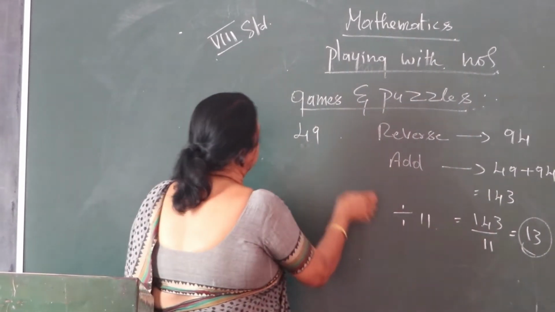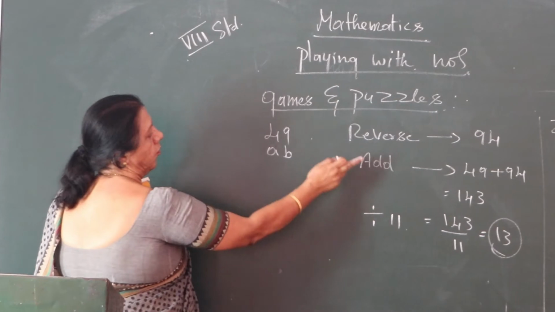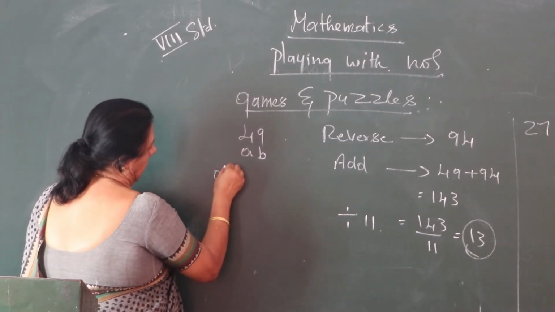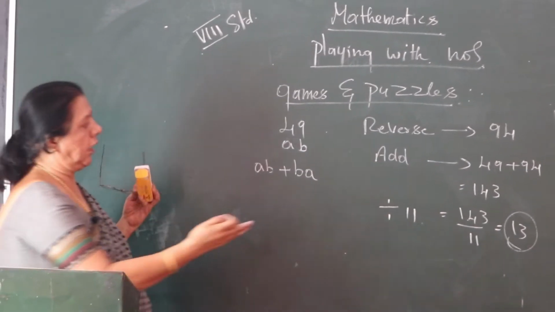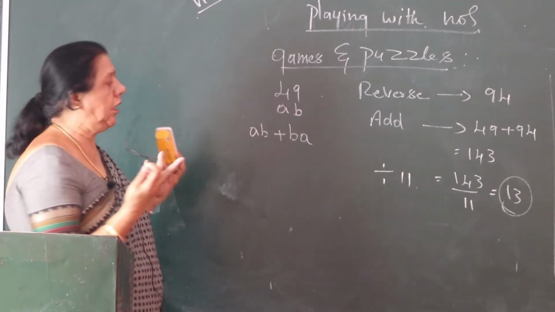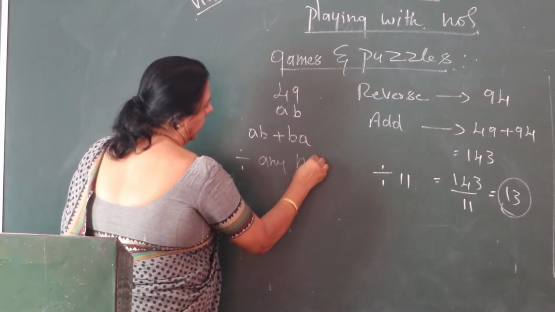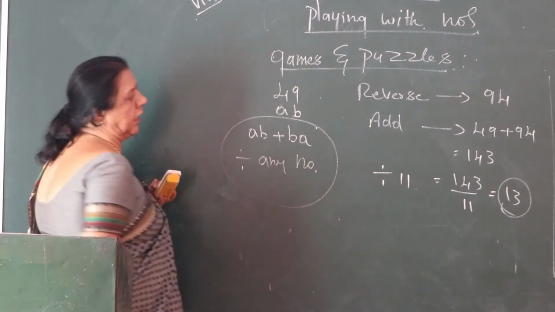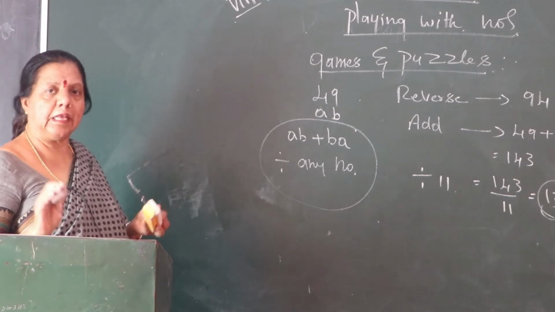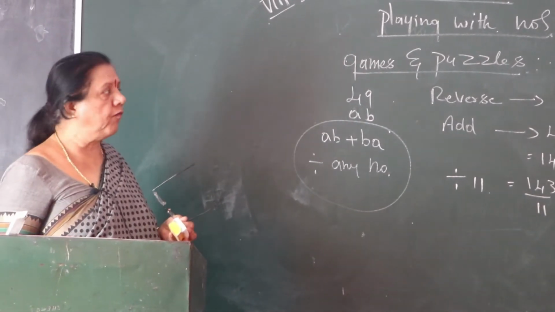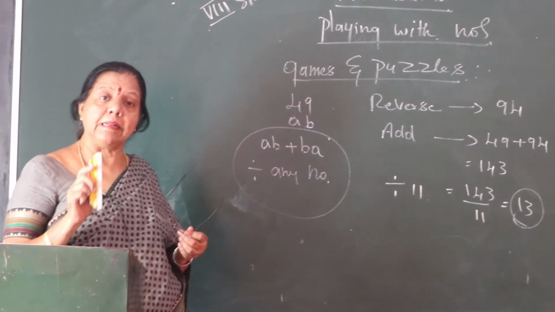This is the interpretation. The number can be taken as AB. What did you do? First step AB, then BA. AB plus BA, you made it in reverse, and the sum is divisible by 11. This is the interpretation you get while doing it. This is a very simple, easy method. Then there is another puzzle they have given with alphabet letters.